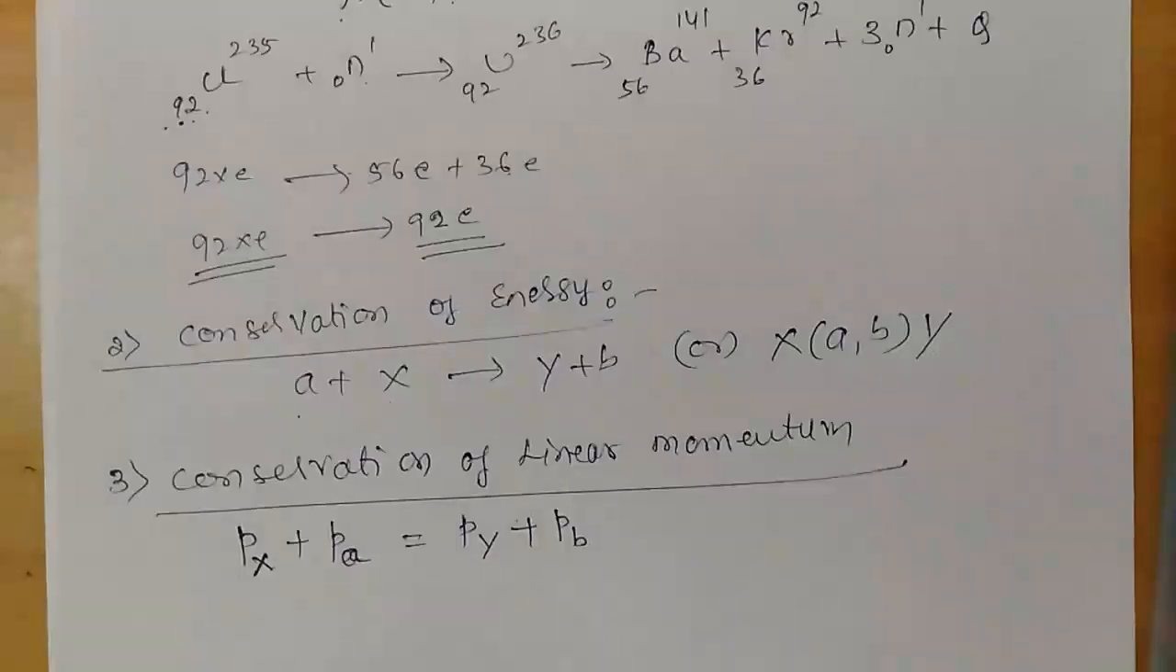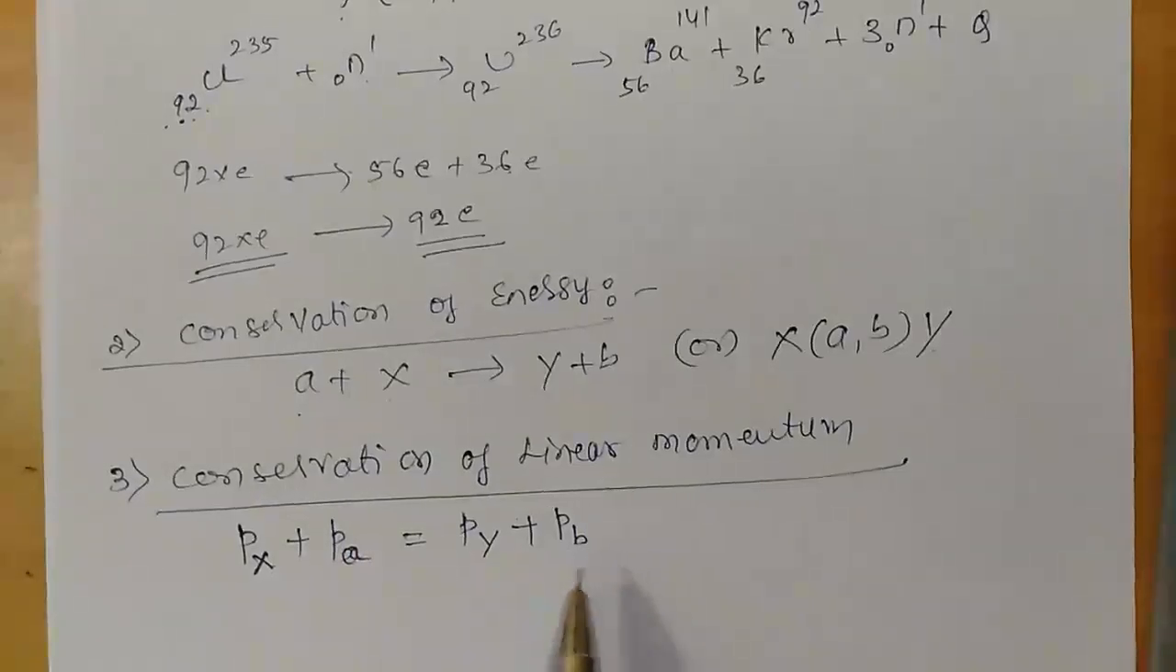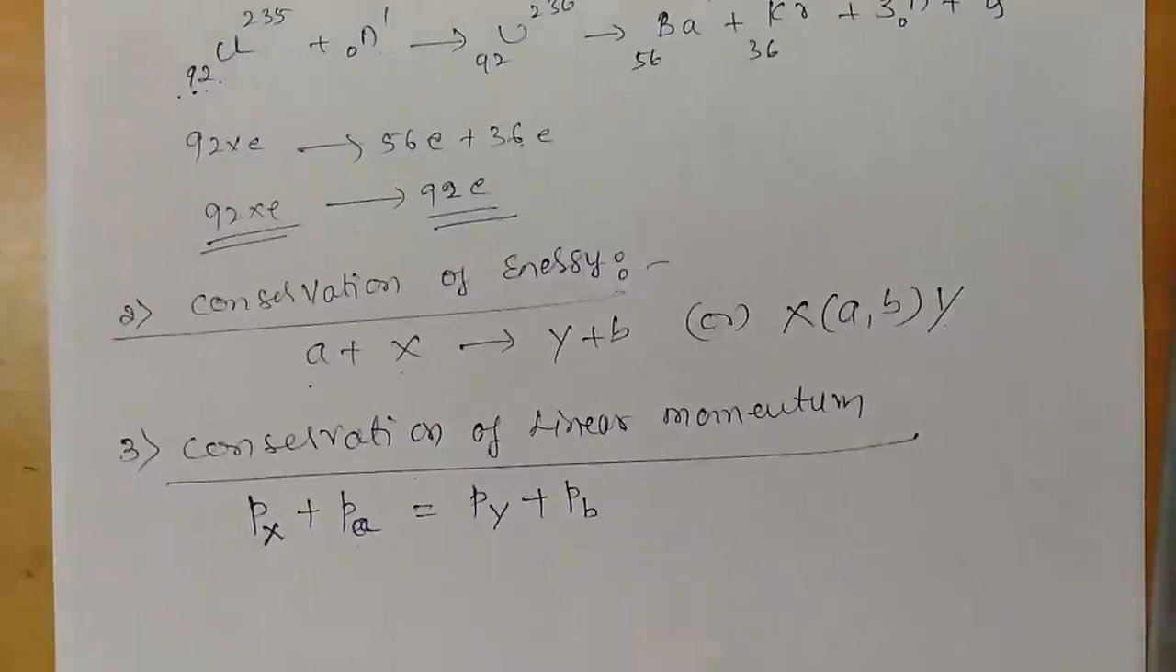Now the target nucleus will usually be at rest. So entirely the momentum will be the momentum of the projectile itself. So the momentum before the reaction must be equal to the linear momentum of the residual nucleus plus the linear momentum of the ejectile. So this is the conservation law for linear momentum in a nuclear reaction.